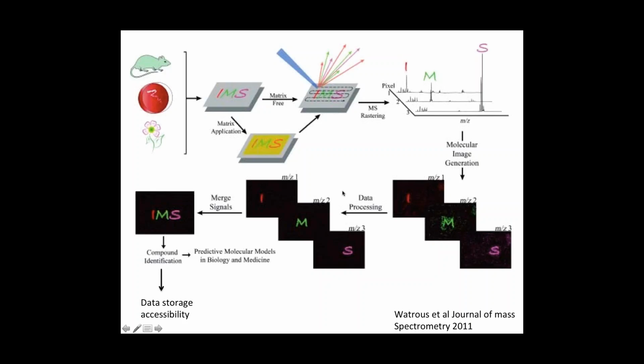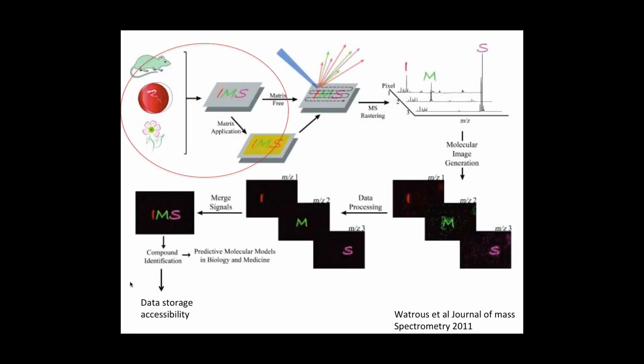Then there's a step of data processing, which a lot of people skip over, but I think it is actually quite important, and that involves, let's say, denoising, for example. And then you merge your signals, and that begins to get you to some interpretation or hypothesis generation in terms of what signals are important. And then you need to do compound identification, and it leads to predictive molecular models in biology and medicine. And ultimately, I'm going to address data storage and accessibility.